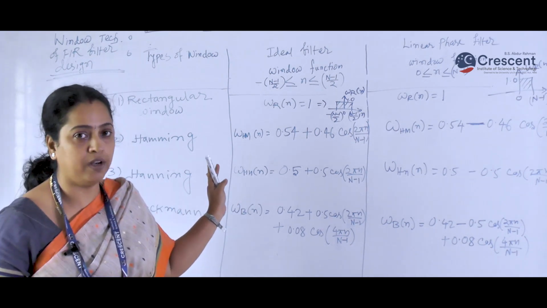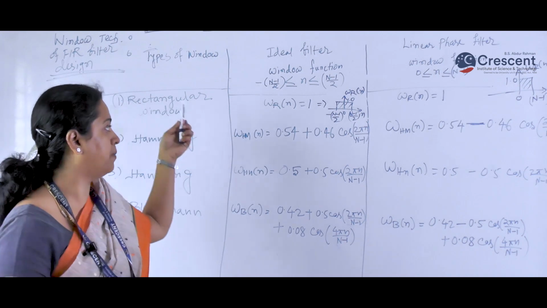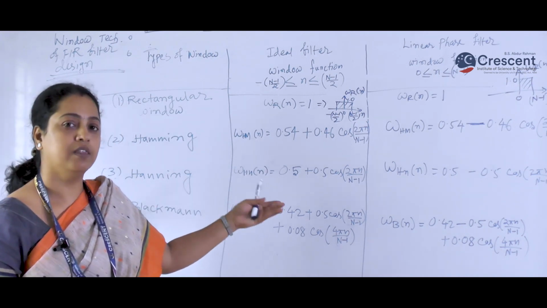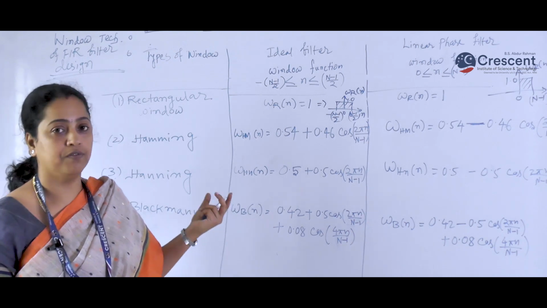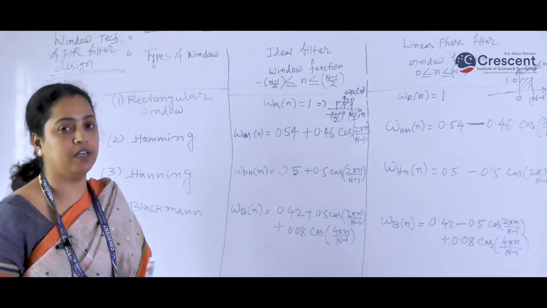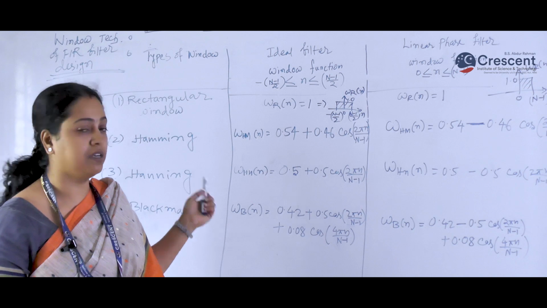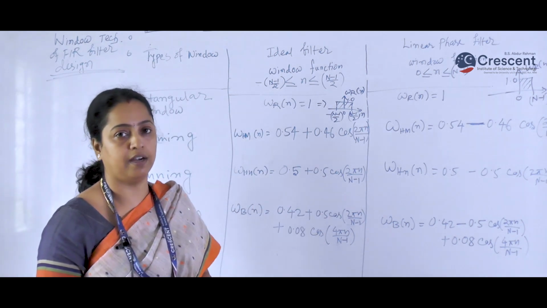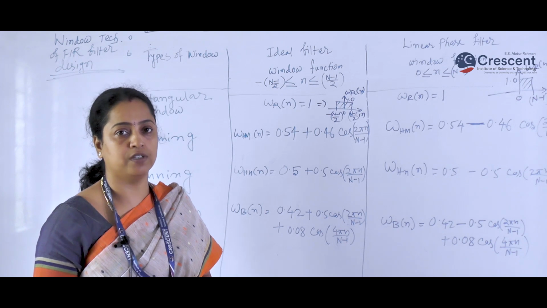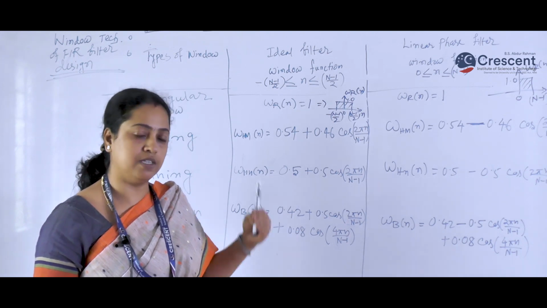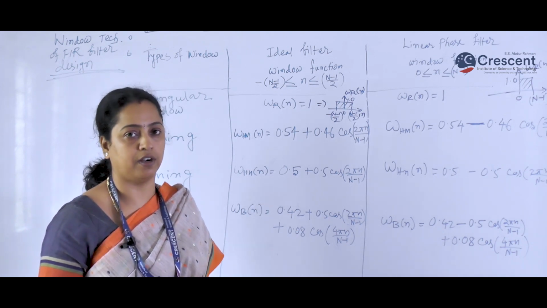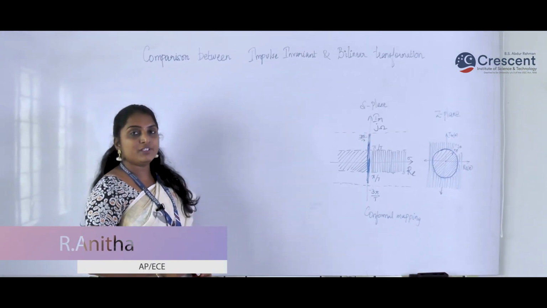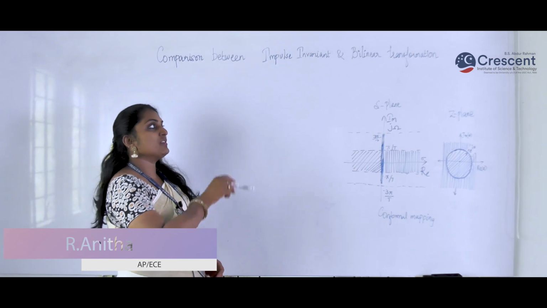That HD of n, we will make it finite by multiplying with any one of the window functions based on the specification. Then it will become finite range. Once we find h of n, which is nothing but HD of n into this window function, then we can go for writing the transfer function h of z, and then once h of z is written, we will be realizing the filter.